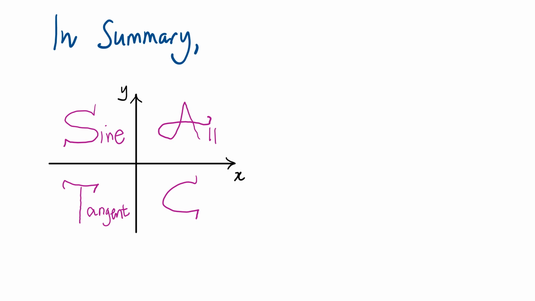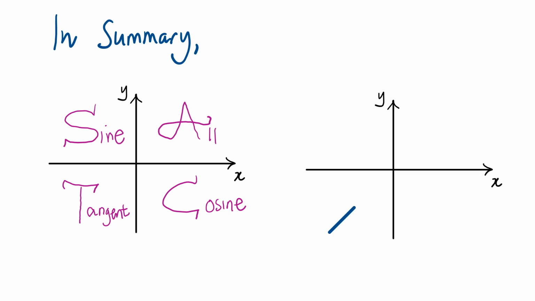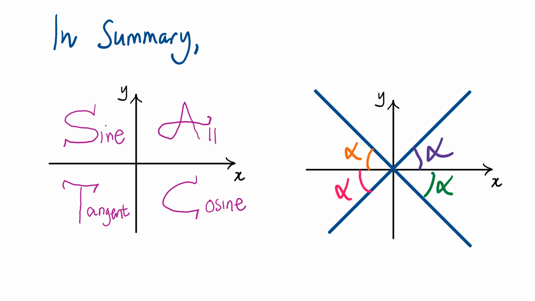And let's also summarize what we have learned just now for the reference angle. In the first quadrant, the reference angle will be the angle that the line OP makes with the x-axis. The second quadrant will be the one that's highlighted in orange. The third quadrant is highlighted in red, and the fourth quadrant is highlighted in green.